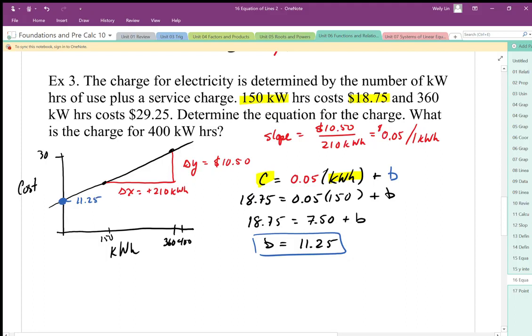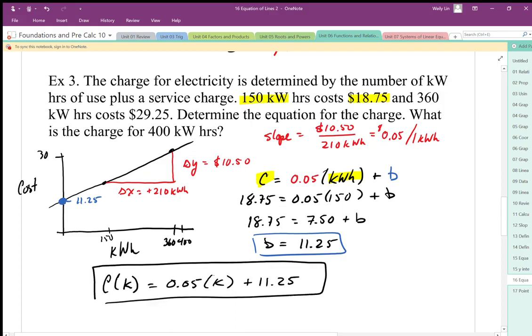So now I can write my equation, and maybe we'll write this one in function notation. The charge in terms of the kilowatt hours is going to be 5 cents per hour times the number of kilowatt hours plus my initial charge of $11.25. Okay, so there's my equation for that.